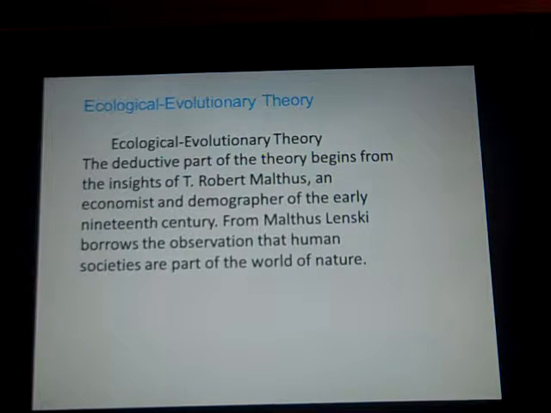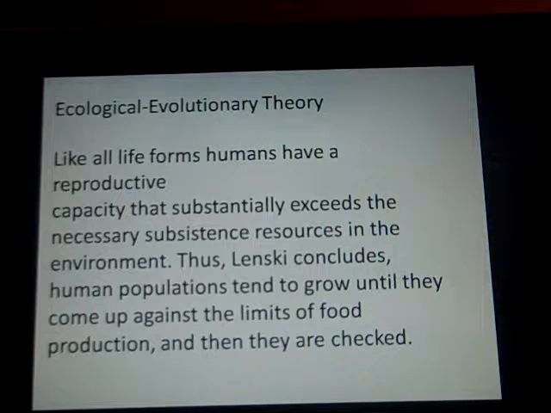Now, ecological evolutionary theory. This comes from the insights of Malthus, an economist and a demographer from the early 19th century. From Malthus, Lenski borrows the observation that human societies are a part of the world of nature. Like all life forms, humans have a reproductive capacity that exceeds subsistence resources in the environment. Again, people grow faster than the environment, which creates a problem. Lenski concludes that human populations tend to grow until they come up against the limits of food production, and then they're put in check through starvation, famine, and death.